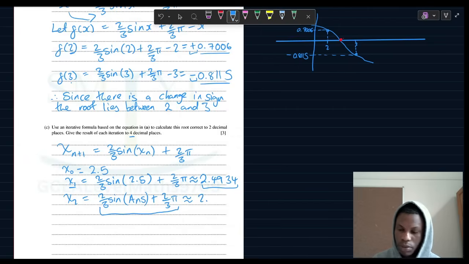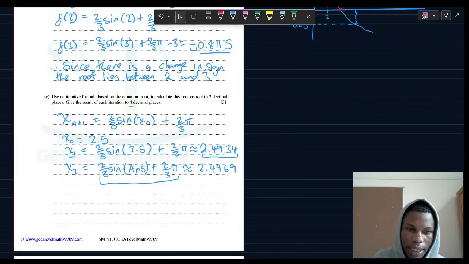And you should get 2.4969. The answer function just stores the value of your previous answer, which is also the value of your previous iteration in this case. And if we round both x1 and x2 to 2 decimal places, we see that it's not quite there, because x1 is 2.49, whereas x2 would be 2.50. So we need to go again.